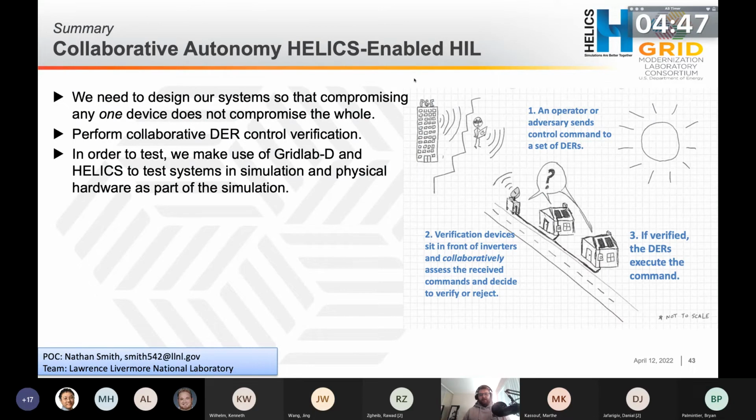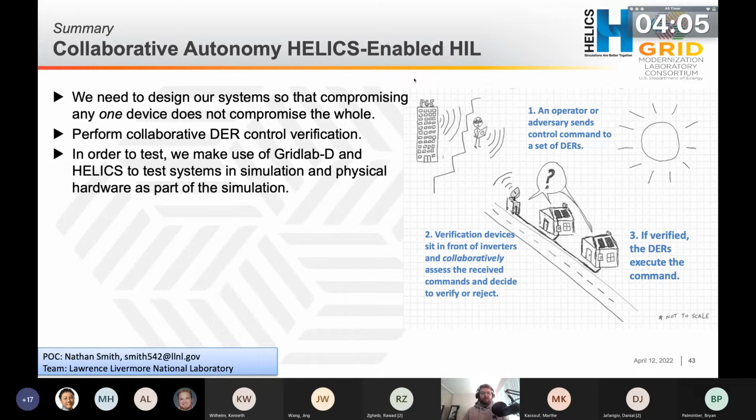So the general idea here is that we have a set of distributed energy resources. An operator or an adversary might send a control to some set of these DERs. These devices don't necessarily have any verification normally, so they'll just take commands, whether those are malicious or normal benign commands, and process them, and hopefully they don't do anything bad. So we propose putting a kind of middleman in between something that's sending a command to the distributed energy resource and the distributed energy resource itself.